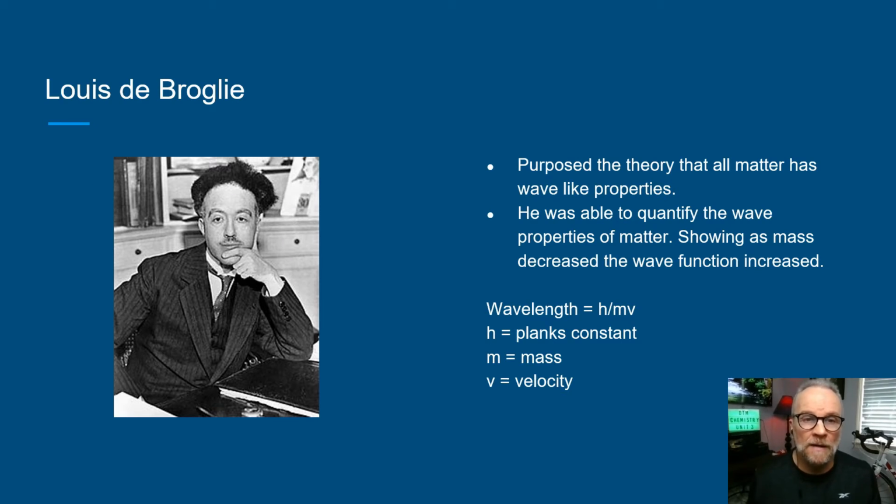Another fellow that was working on this whole thing of energy and wavelength was Louis de Broglie. He was able to come up with a way of quantifying the wave function as related to the mass of the particle. What he showed was that as the mass decreased, the wave function increased. We had the Young experiment that showed electrons traveling as waves, and then we had de Broglie's mathematical relationship, and you can see the formula here. Wavelength is equal to Planck's constant divided by mass times the velocity.